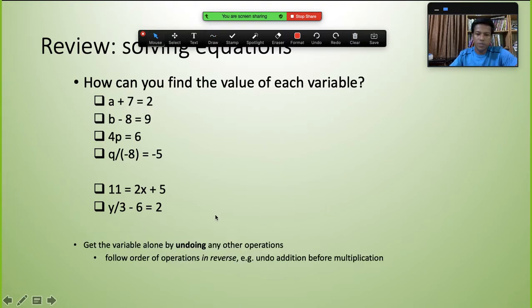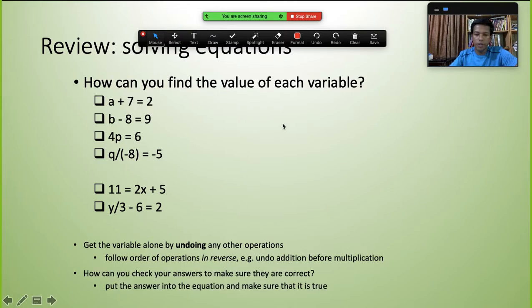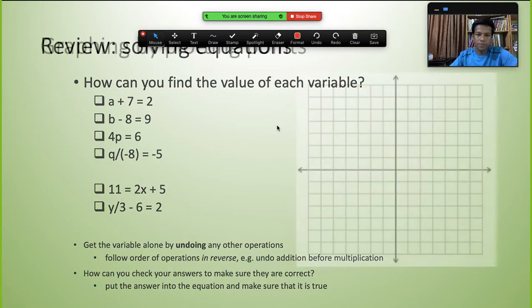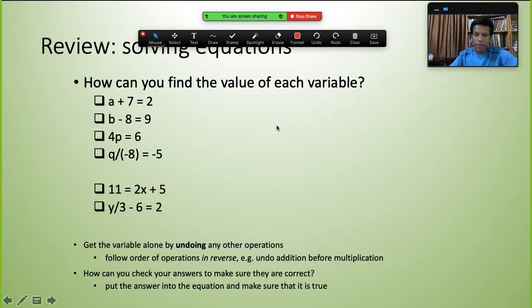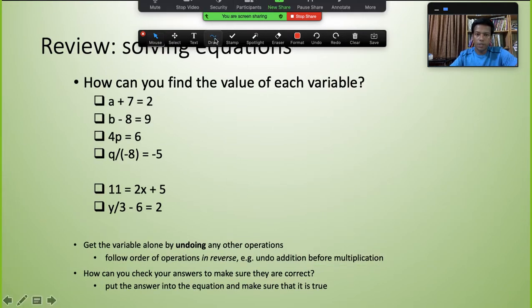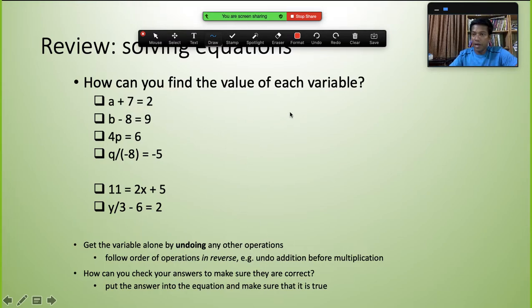This is the process of doing that, but we already have done it. Another thing is, let me explain another interesting point about how you will know that your answer is correct. Suppose in our first math, a plus 7 equals 2.